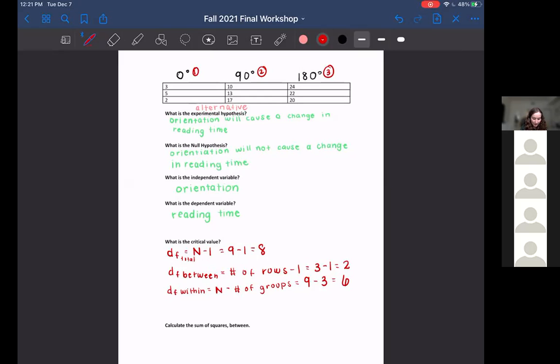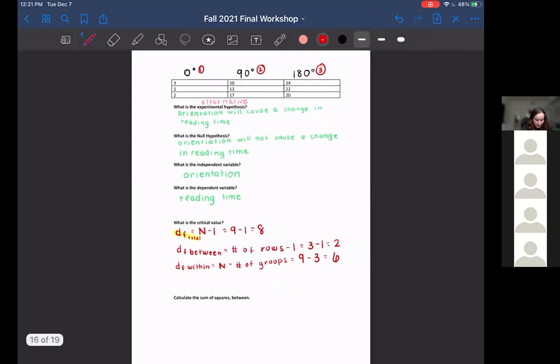8, yes. So our degrees of freedom between plus our degrees of freedom within should equal the total degrees of freedom, which in this case it does, right? 6 plus 2 is 8, and our degrees of freedom is 8. Okay, so now we just need to find our critical value. So to find the critical value, the only one that you care about is degrees of freedom total.